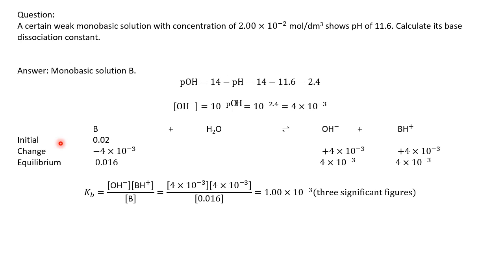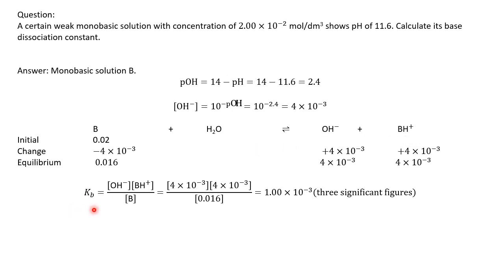We can then construct an initial, change and equilibrium diagram in which B in water will partially dissociate to form hydroxide ion and BH plus ion. Initial concentration of B is 0.02 and a small fraction of it, denoted as minus 4 times 10 to the power of minus 3, will dissociate on the right hand side here to form plus 4 times 10 to the power of minus 3 for each hydroxide and BH plus ion. At equilibrium, we will have 0.016 for B and 4 times 10 to the power of minus 3 for each hydroxide and BH plus ion.